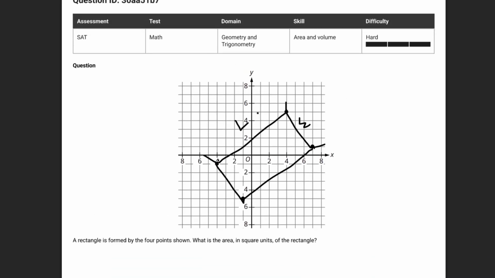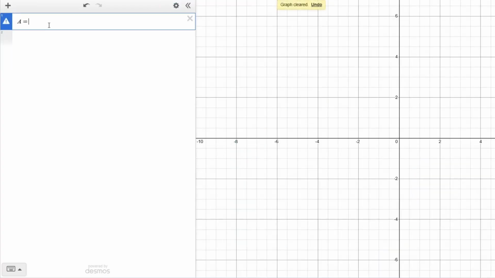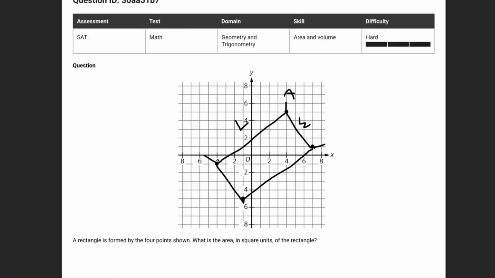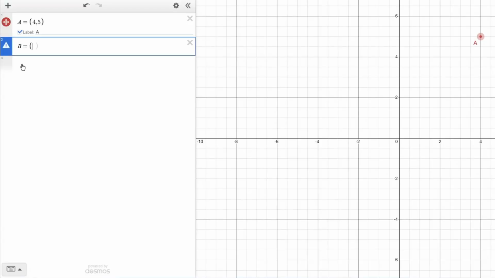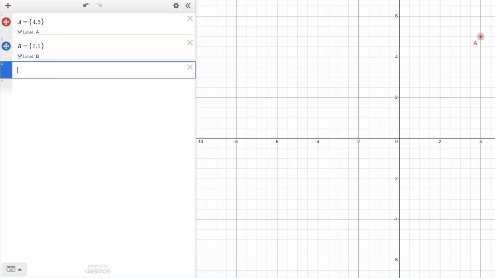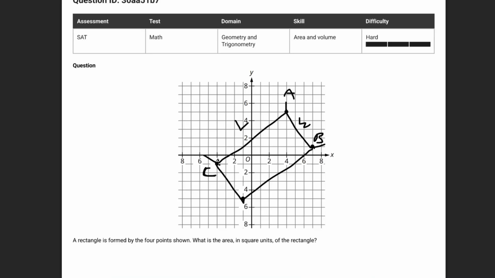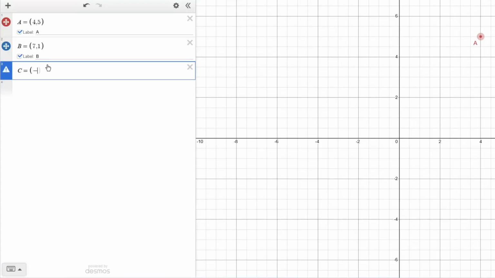So let's jump to Desmos. The first point we're going to plot, let's call this A. It's going to be at 4, 5. So let's make a point called A, positioned at 4, 5, and label it A. Then another point, we'll call it B, and it's at 7, 1. So B equals 7, 1. And then the third point we're going to call C, and it's at negative 4, negative 1. C equals negative 4, negative 1. And then label it C.